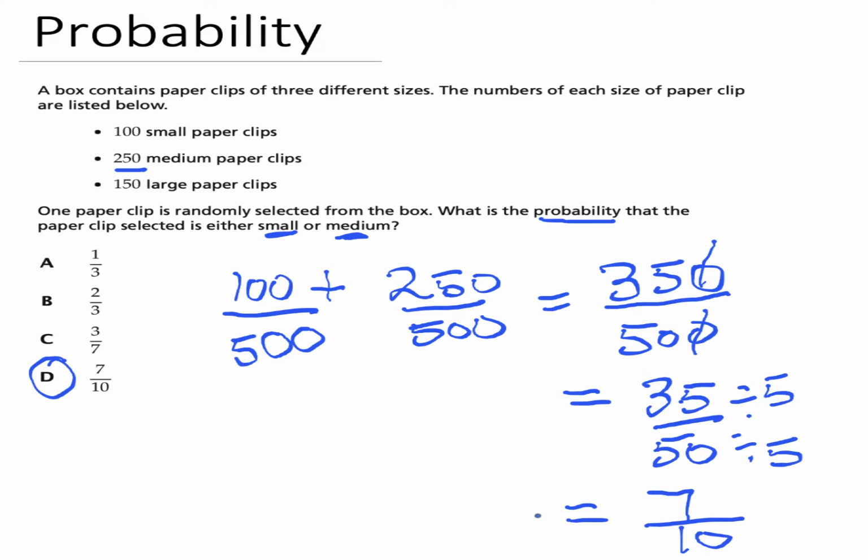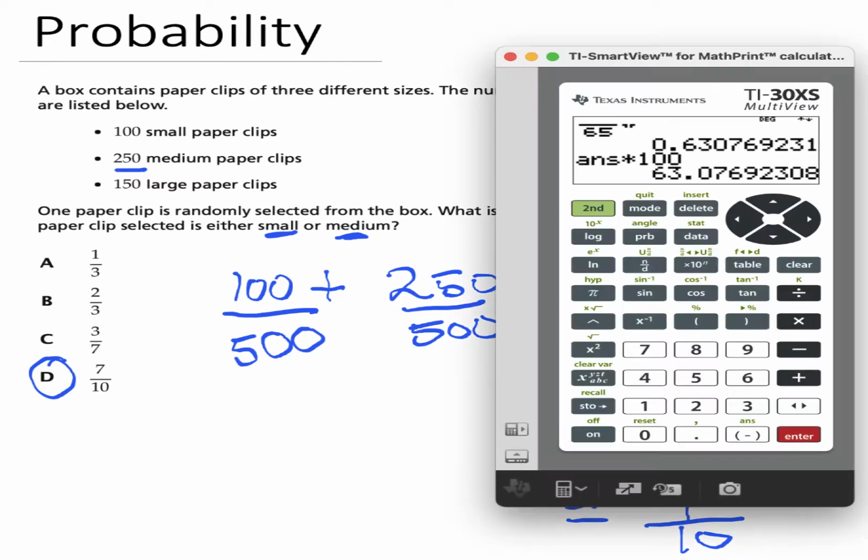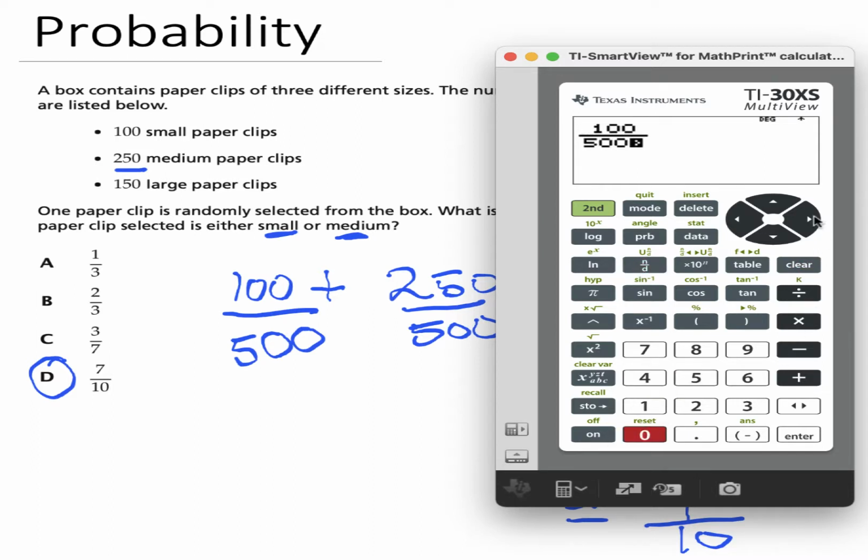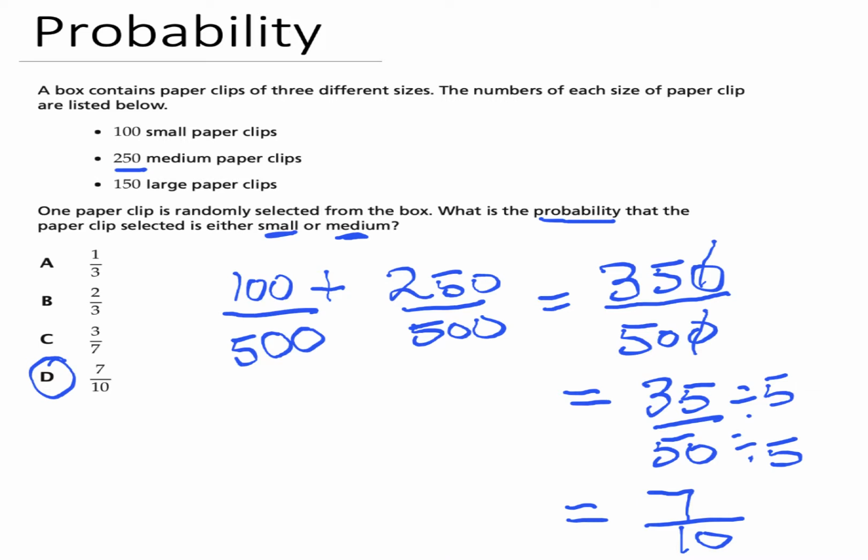If you wanted to use the calculator for this, you just go 100 over 500, go to the right, add 250 over 500, go to the right, and hit enter. And there's your 7 over 10. Even though the numbers are big, this question could be on the non-calculator section.